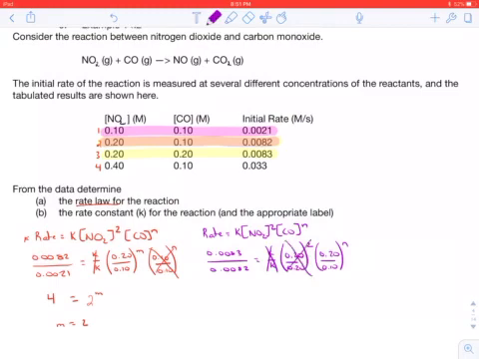So 0.0083 divided by 0.0082 is 1. And then 0.2 divided by 0.1 is 2. So 2 to the n equals 1. So n has to be 0. So let's write out our rate law now for real.